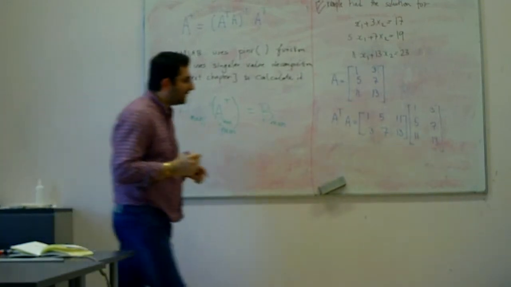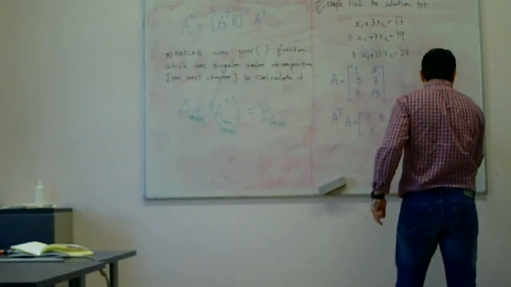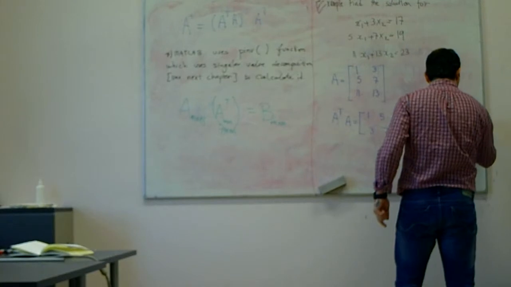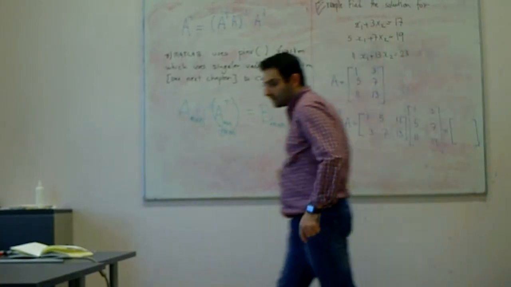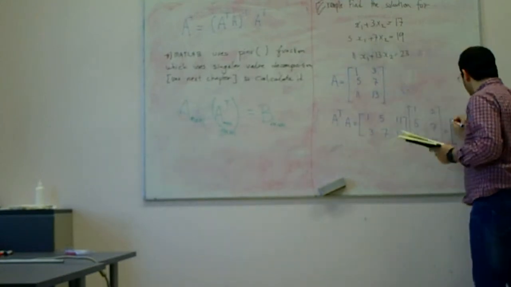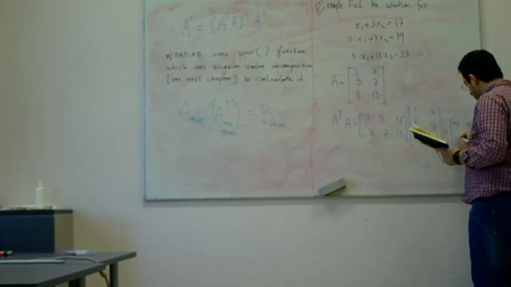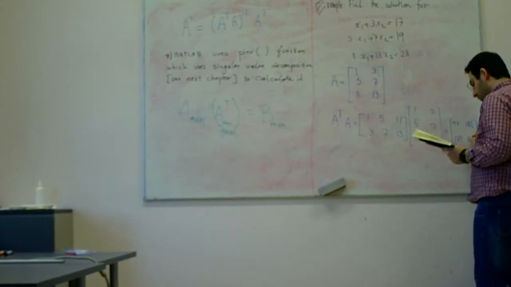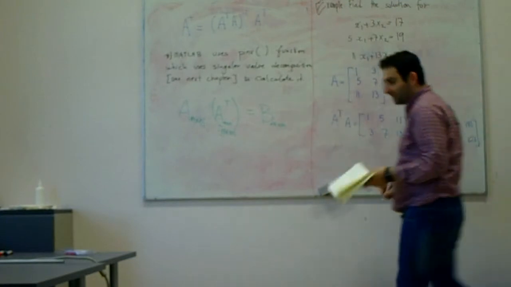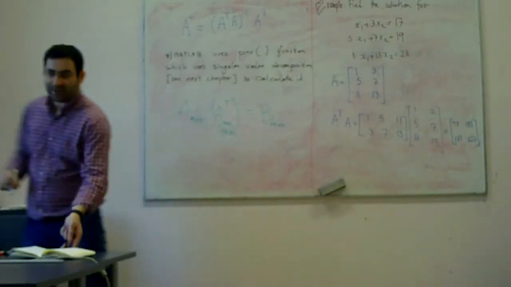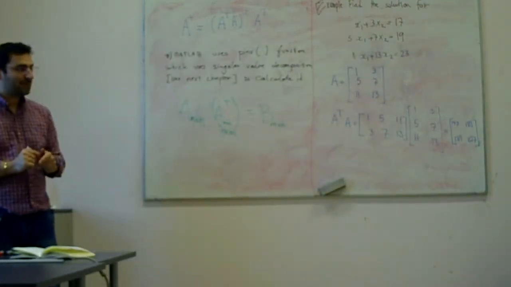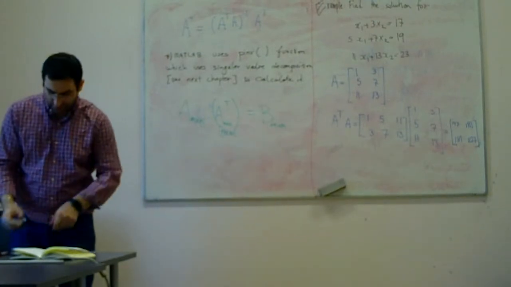And if you do it, I have done the math, we get this 2 by 2 matrix, which is 147, 181, 181, and 227. And if you calculate the determinant, it will be 608, which means that it is non-singular. So we can calculate the inverse.